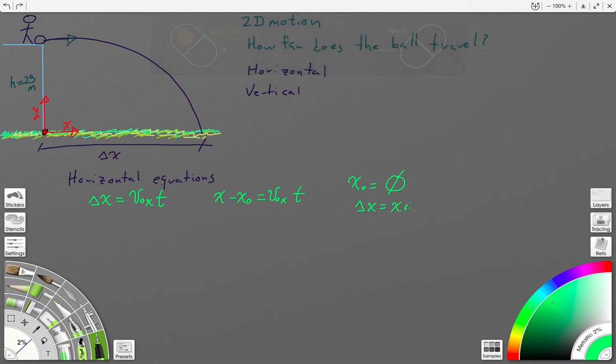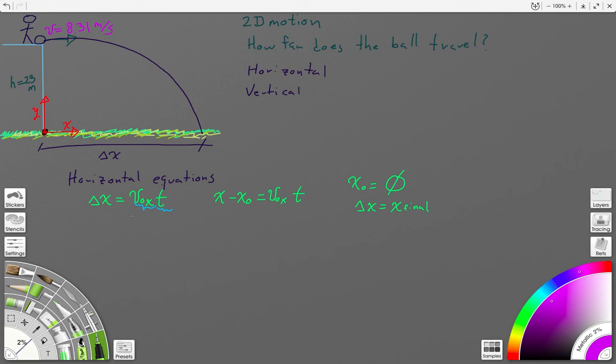Okay, so let's look at the equation we have here. It says that we need both Vox, so we need this value here, and we need time. We can calculate Vox, because, sorry, I forgot to give you this value. So the person kicks the ball with an initial velocity of 8.31 meters per second.